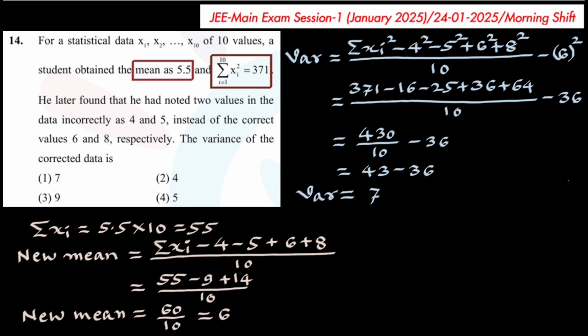So we got the variance 7. Hence the correct answer is option 1, 7.